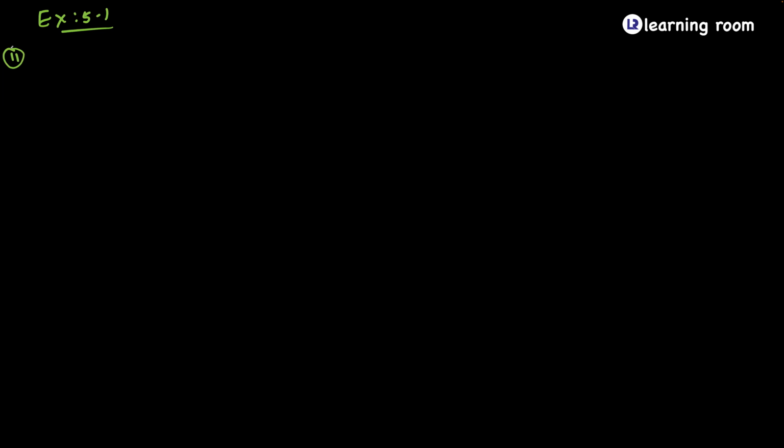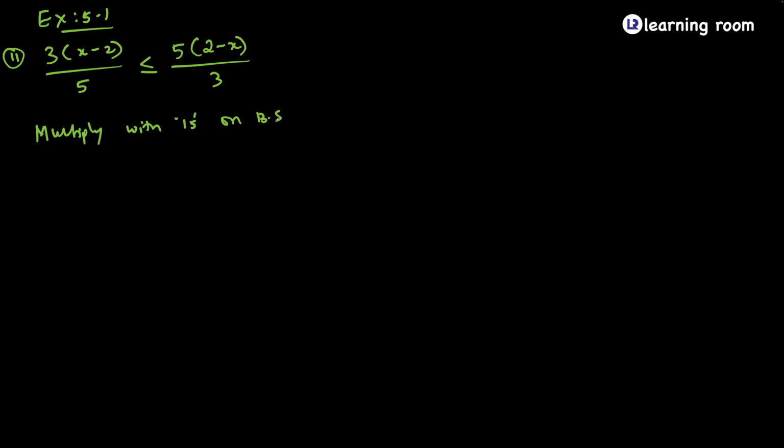So we need to solve the inequality where it says 3 into (x minus 2) divided by 5 is less than or equal to 5 into (2 minus x) divided by 3. So this is what we need to solve. So what can we do? Actually, what you can do is multiply with 15 on both the sides, because the LCM of 5 and 3 is going to be 15.